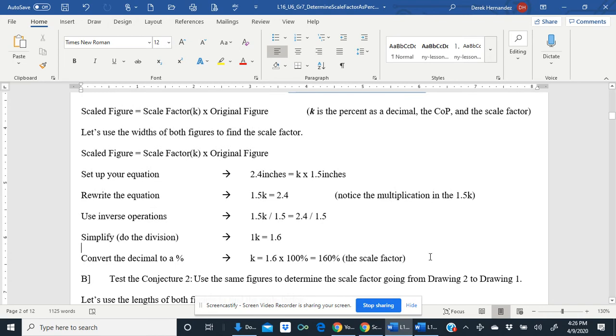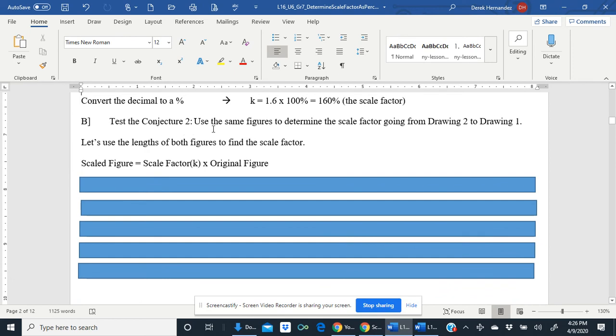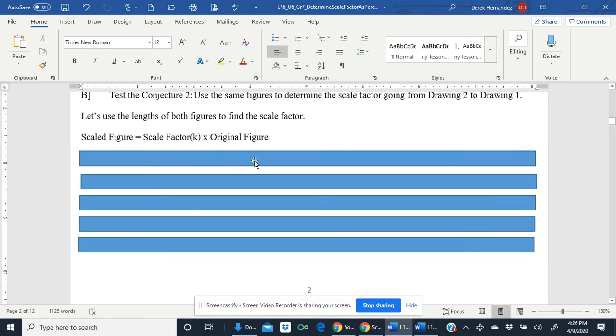I'll give you a moment to look at this work before we go on to part B. All right. Part B says, test the conjecture 2. Use the same figures to determine the scale factor going from drawing 2 to drawing 1. This time we're going from the bigger drawing to the smaller drawing. So our scale factor that will be applied here to drawing 2 will be less than 100% because we're getting a smaller figure in return. Let's keep that in mind as we do our work.